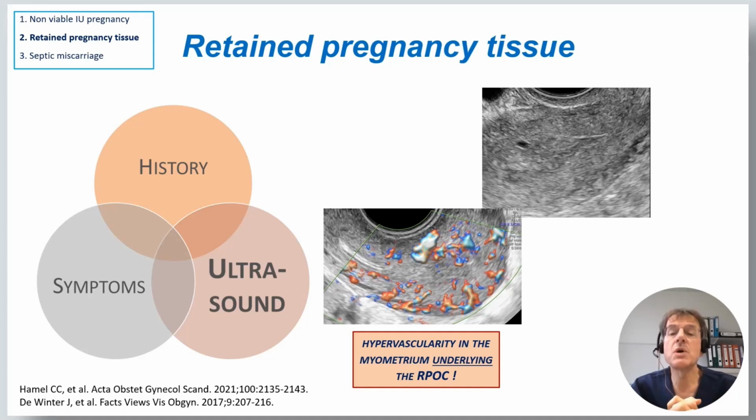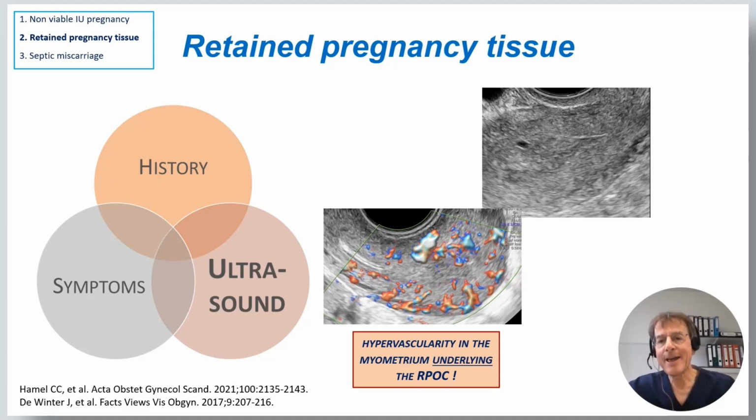Okay, we move to the retained pregnancy tissue. Retained pregnancy tissue after an incomplete miscarriage, as we also call it. How do we diagnose it? Well, first of all, you have the patient's history, the symptoms of the patient, and the ultrasound signs. At ultrasound, it's not always that easy to see the retained tissue because it's not well delineated, so I think if you have a color Doppler, it is very useful because often you see some hypervascularity, not really inside the retained tissue, but in the myometrium underlying the retained products of conception. That's an important concept.